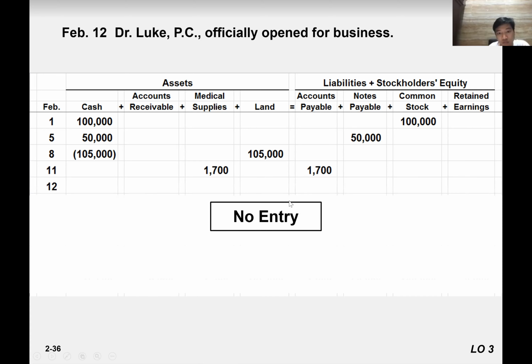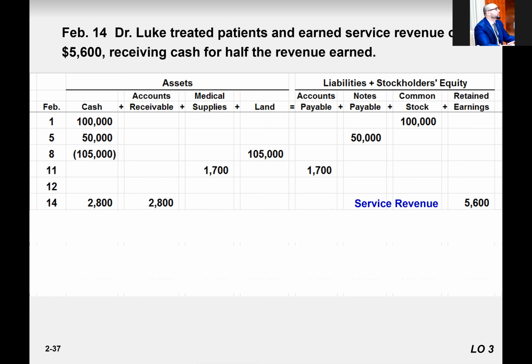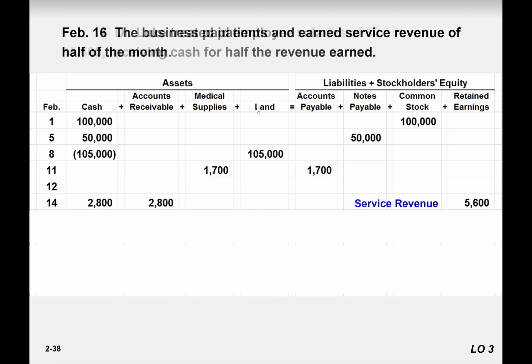February 12, it is no entry. Why? Because officially opening for business, we don't have any financial impact. So February 14, it is 2,800 as cash, and 50% is received. They receive the cash, and for the other half of the revenue they are creating accounts receivable. So you see a 5,600 increase in retained earnings and 2,800 on the asset side, an increase in accounts receivable and cash.